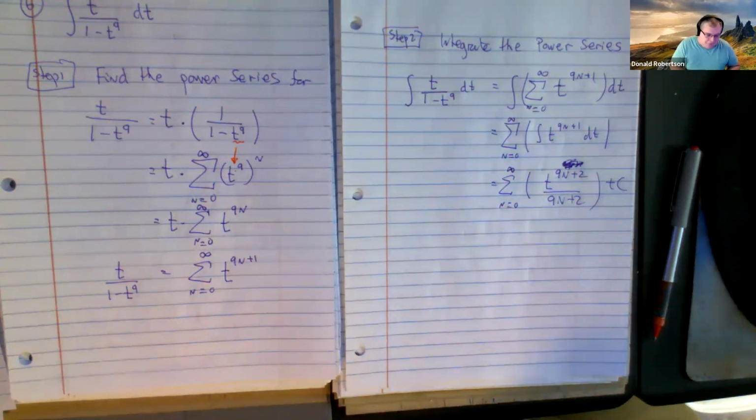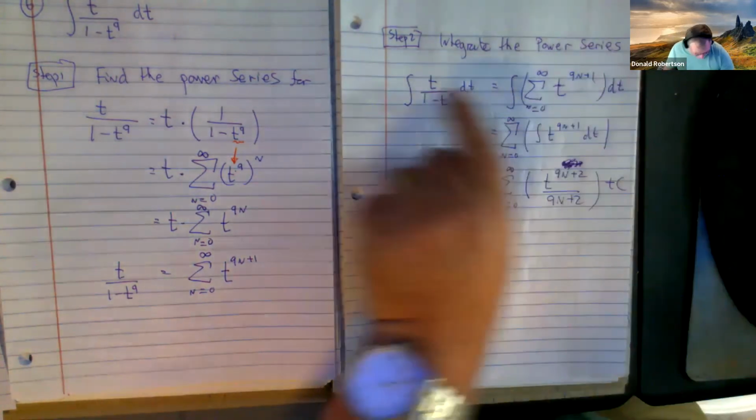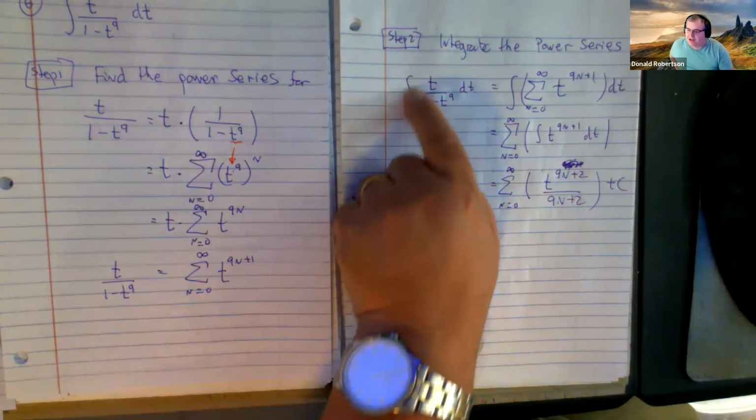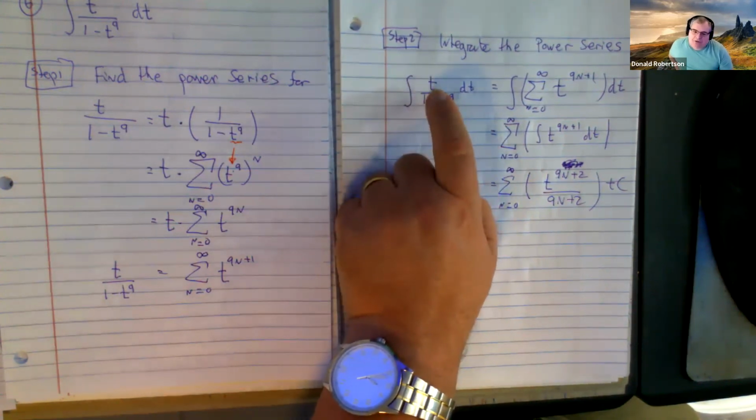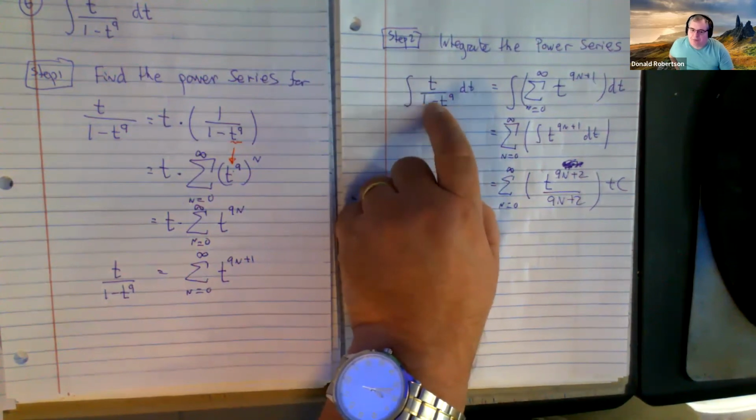So I can find essentially any integral I want as long as it's a fraction, right? So I can do 2t over 1 plus t squared, or 5x over 7 plus x squared, right?